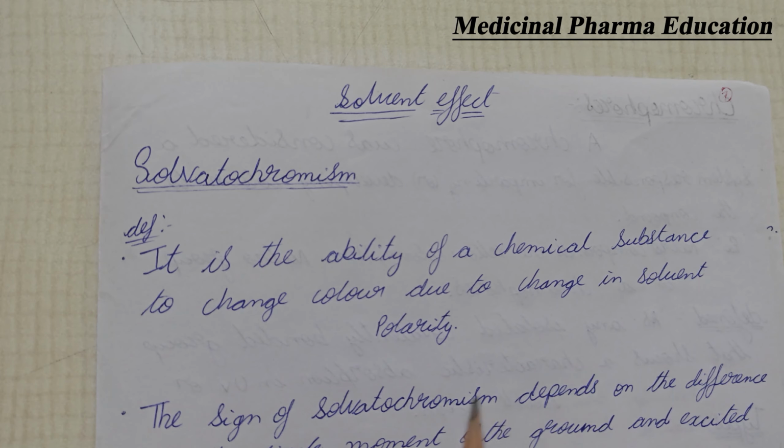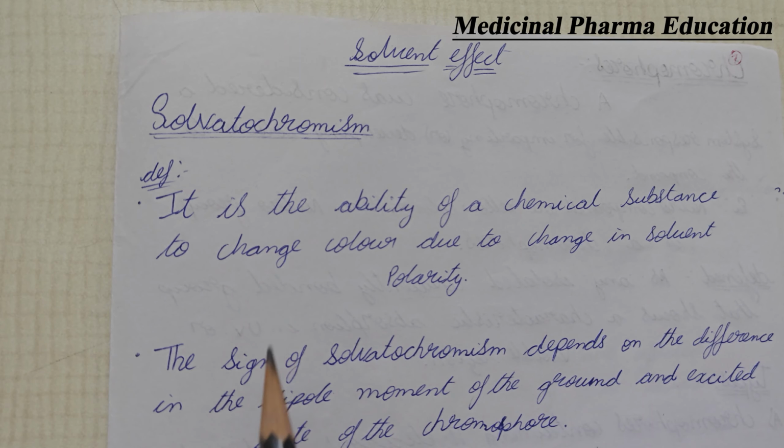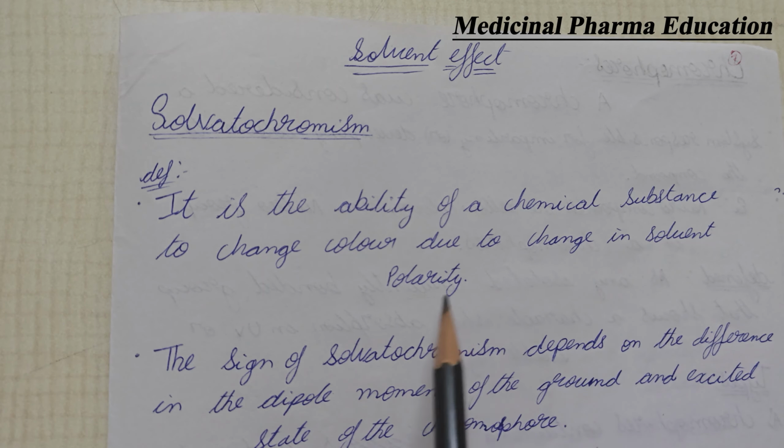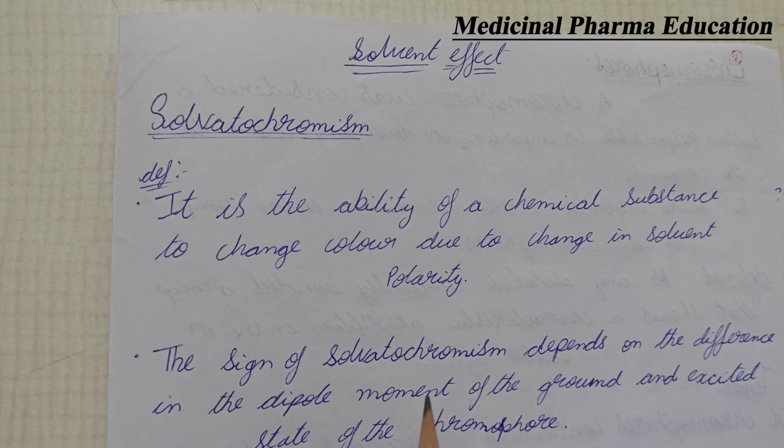In that solvent effect, we study about solvatochromism. Solvatochromism is the ability of a chemical substance to change color due to change in the solvent polarity. See, as the polarity changes, the color changes. That's solvatochromism. Chromism means inducing of the color. Change in the solvent polarity induces the color.